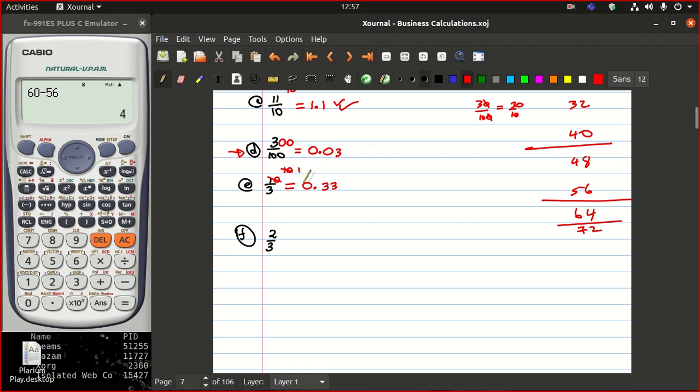Then I ask myself again, because I've placed this 3 now, I add a 0 there and ask how many 3s are contained in 10. There are 3, and the remainder is 1, and then I add a 0 to that 1 and ask how many 3s are contained in 10. I will have a 3, and the remainder is still going to be 1.